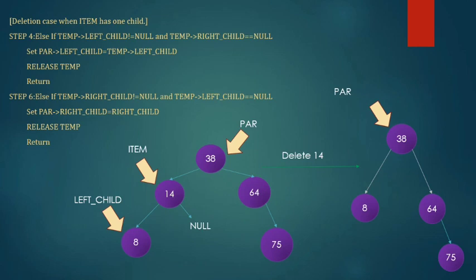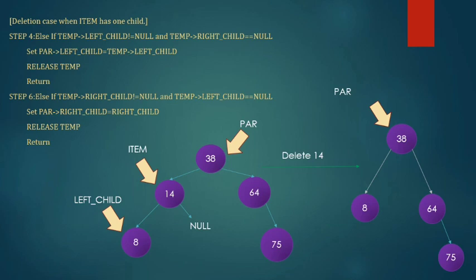What if our item encountered has only one child? So here comes our second case in deletion. It would mean that either the left child is pointing to null or the right child is pointing to null. Let us take an example where the left child is present and the right child is empty. In this tree, we want to delete 14. 14 has a left child 8 and has no right child.